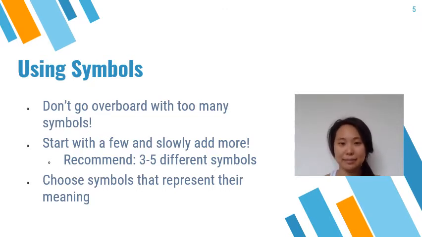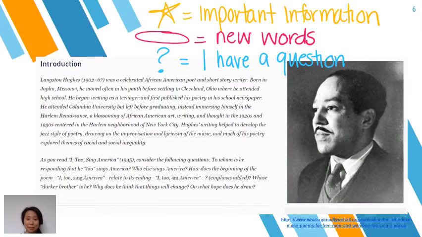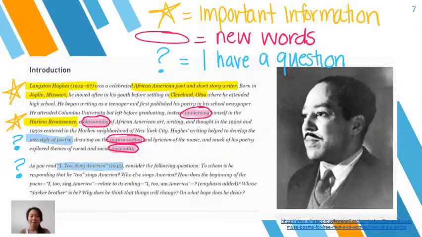symbol represents. In this reading about Langston Hughes, I'm going to utilize 3 symbols when I read. The star to highlight important information, the circle for indicating new words, and the question mark for sections that I don't understand and that I want to ask a knowledgeable person about, such as a teacher, a parent, a friend, or my personal favorite, Professor Google. So let's go through this example.